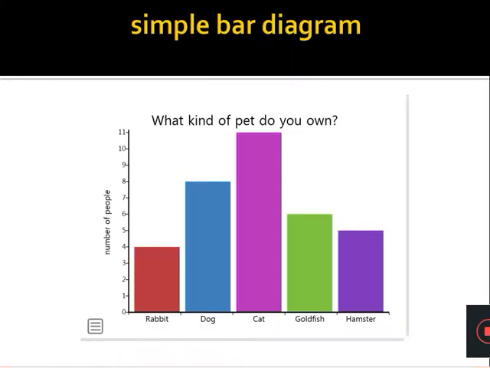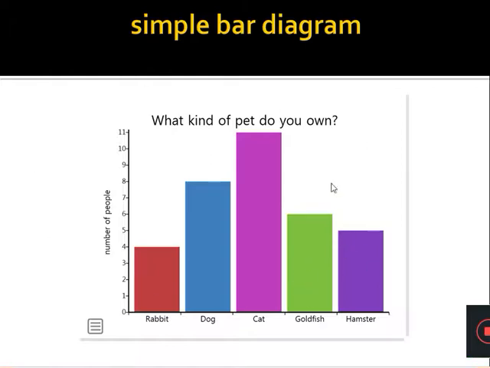For that, we first go to the simple bar diagram. The simple bar diagram is usually used to represent only one variable. Here you can see a survey conducted on the type of pets owned by people in a city. You can see the number of rabbits here, the number of dogs, cats, goldfish, hamsters, etc.